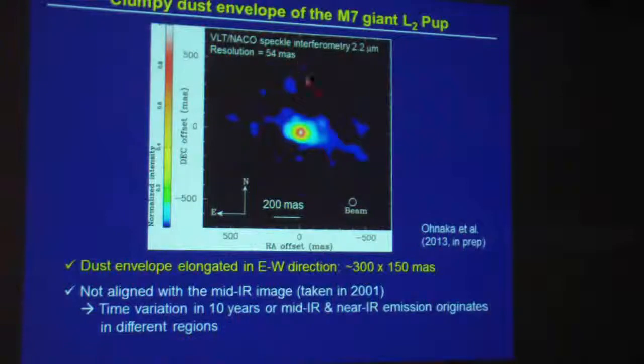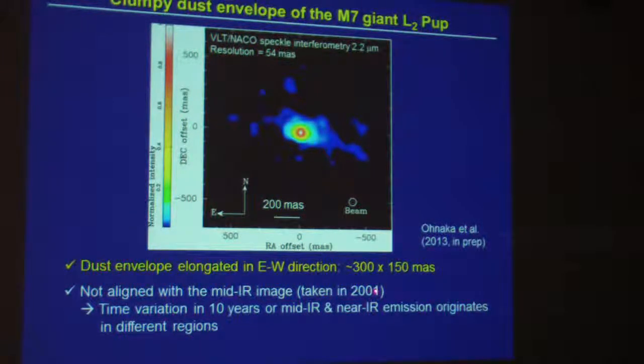First, this is the diffraction limited image reconstructed from the single-dish speckle data, and obviously the dust envelope is elongated in the east-west direction with a size of 300 times 150 milliarcseconds. This direction of elongation is not aligned with the mid-infrared image, which I showed a couple of minutes ago. It was elongated like this.